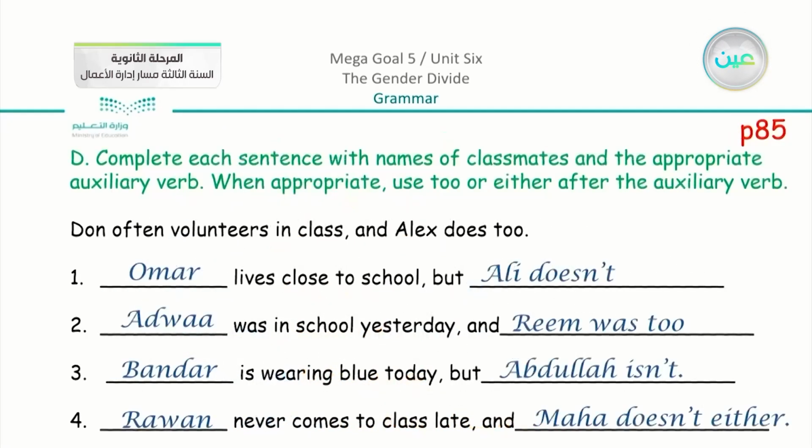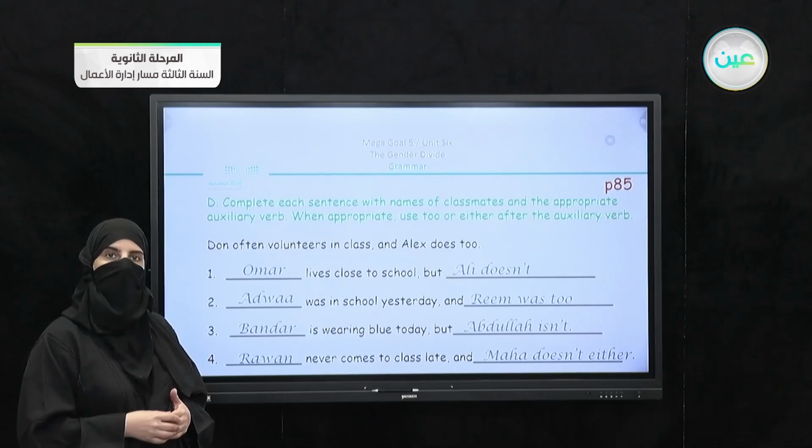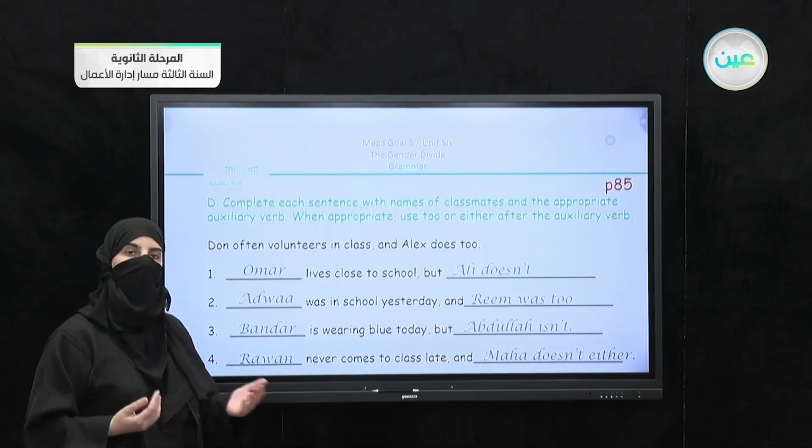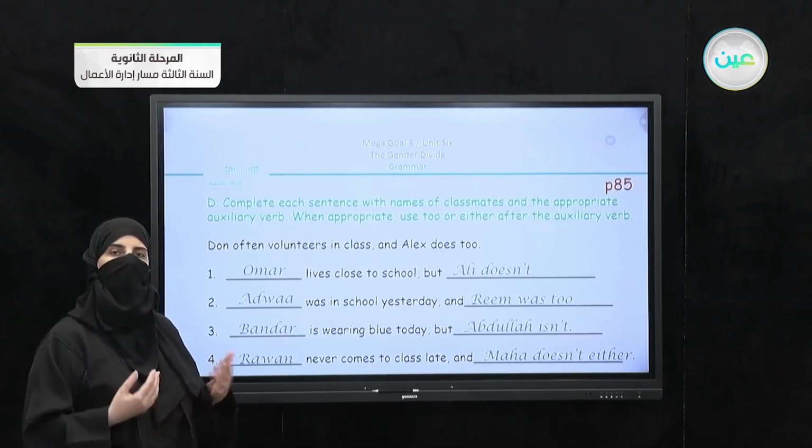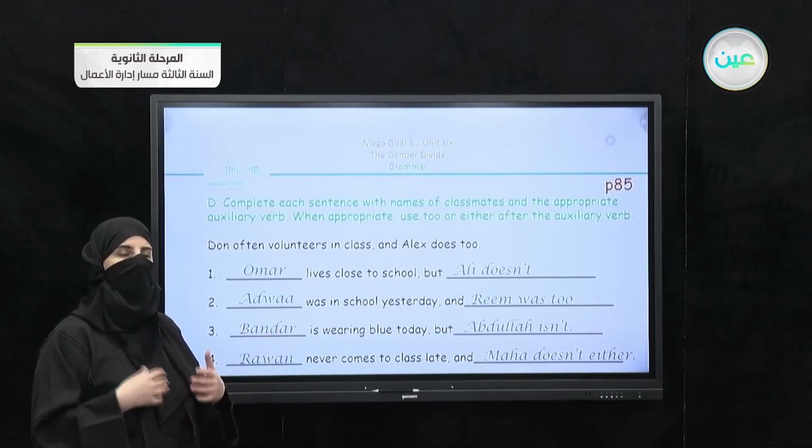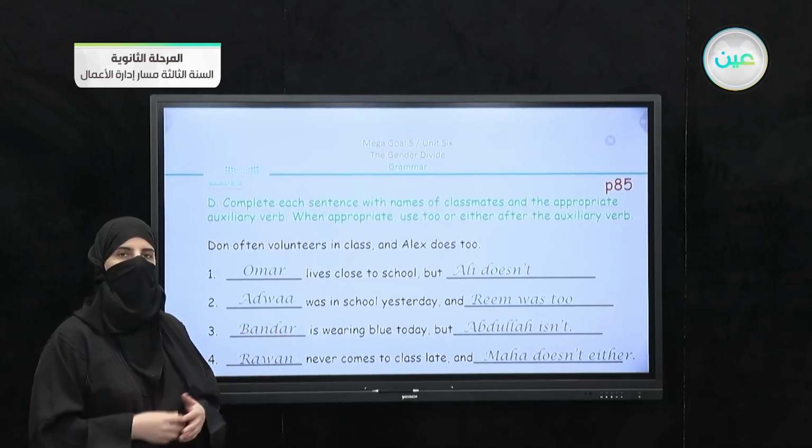Moving on, we have also page number 85. Now complete each sentence with names of classmates and the appropriate auxiliary verb. When appropriate, use to or either after the auxiliary verb. So we have here, it depends on using either and or but in the sentence. And here you can compare or you can use the sentences talking about any one of your classmates.